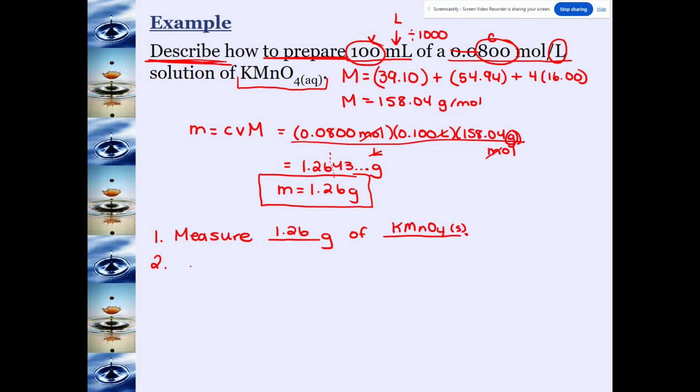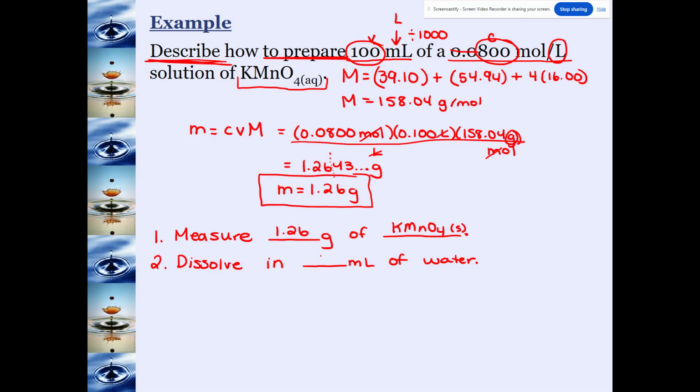Then in step 2, now I dissolve. A lot of students write dilute here. That's not the correct word. Dilute means you already have a solution and you're adding more solvent. We're not doing that. We are dissolving a solid. So we're going to dissolve in whatever half the final volume is of water. It's good to put distilled water, because technically you should be using distilled water.